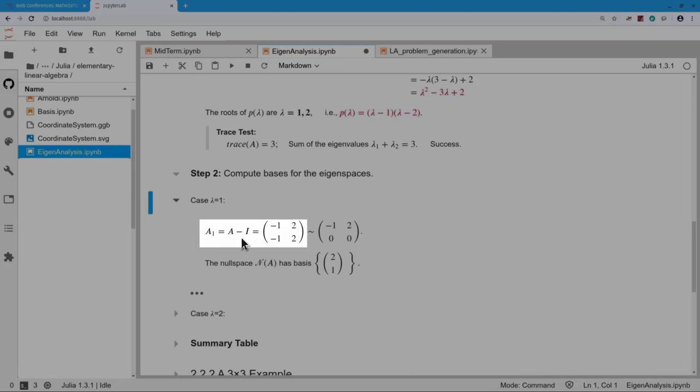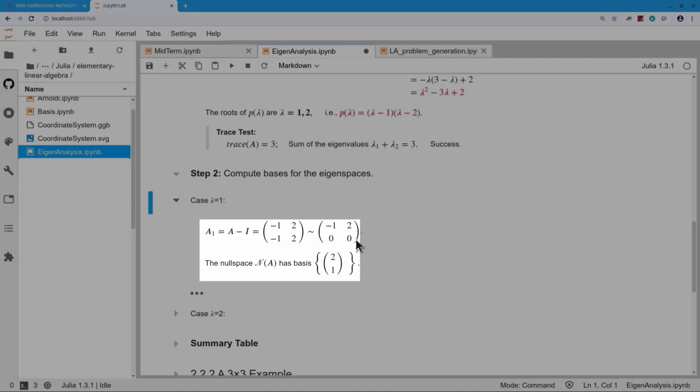We set up the matrix A minus lambda I, plugging in lambda equals 1, that's just A minus I, and we get the matrix minus 1, 2, minus 1, 2, and what we want is the null space, so we do Gaussian elimination, and we find this matrix here that has indeed a missing pivot.